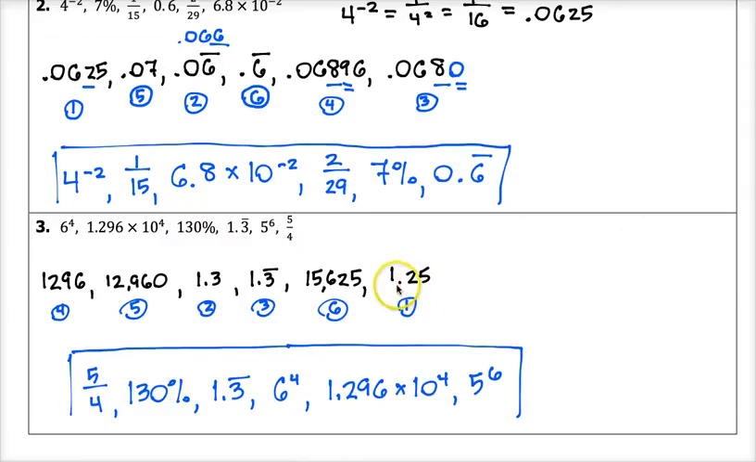So the smallest of those was 1.25, followed by 1.3, followed by 1.3 repeating. That gives us 5/4 and then 130% and then 1.3 repeating as the first 3 numbers in our list. 1,296 was next, which is my 6 to the 4th, followed by 12,960, which was my scientific notation number, followed by our 15,625, which was 5 to the 6th power.